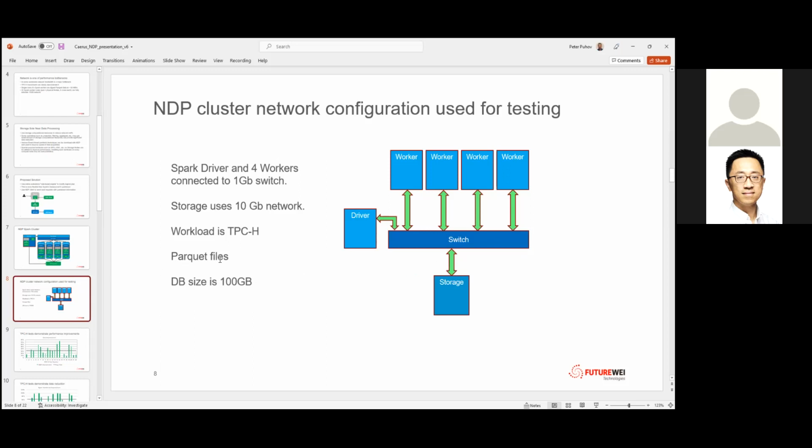We are working with Parquet files, and we are using the TPCH database of 100 gig. We have run tests with 400 gigs to make sure that it is scaling, but for the sake of this presentation, we believe that the 100 gig would be enough. Okay, and that's what we found.